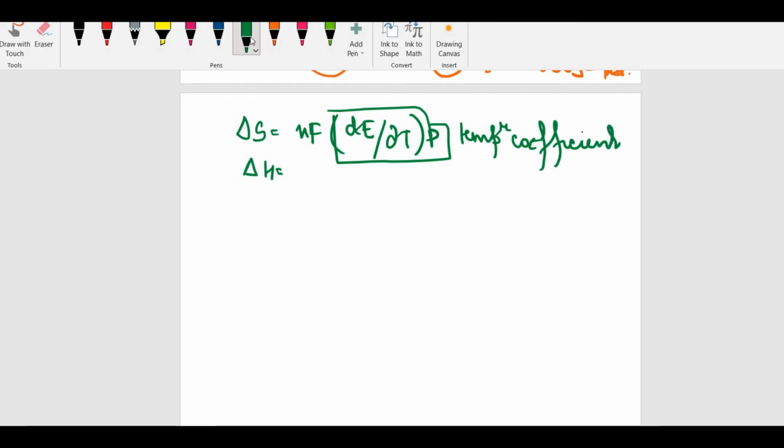And what is delta H? It is nF times T into dE/dT at constant P plus E, where E is the EMF. This is the formula for delta S and delta H, which you should know for your exams. All right. So how to solve it? Now, what is mentioned? Okay, this is easy.